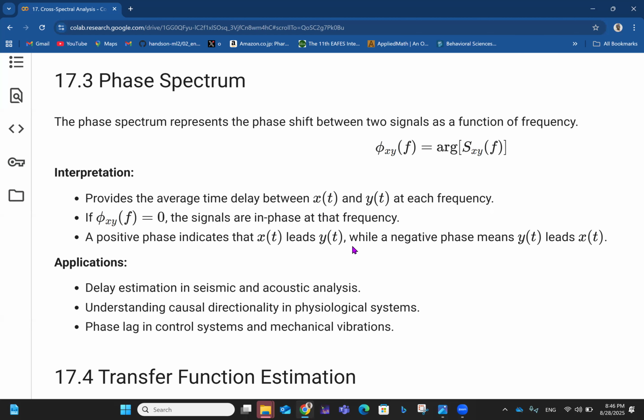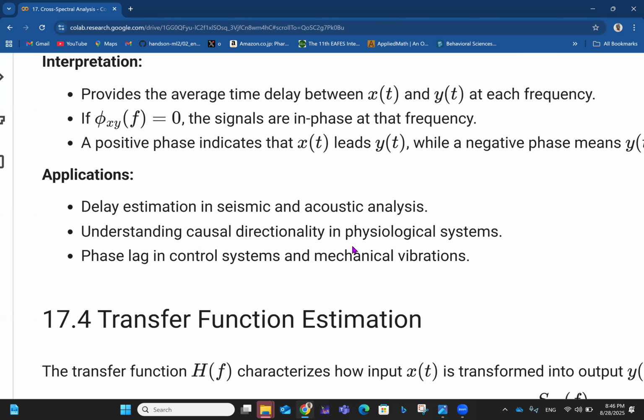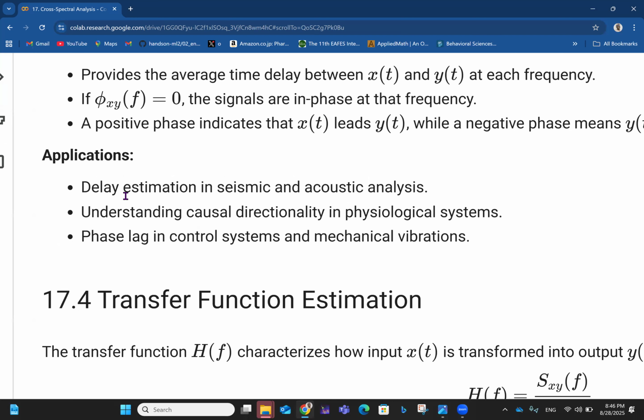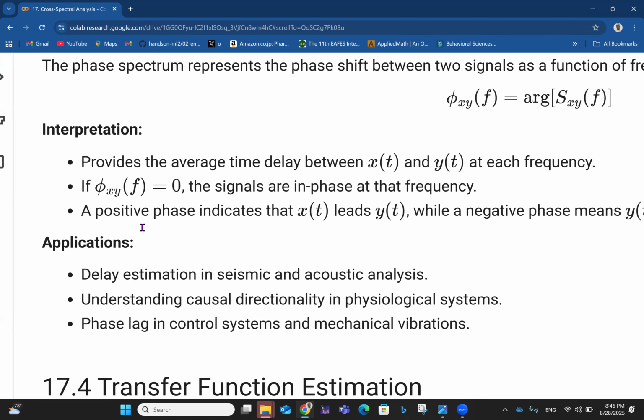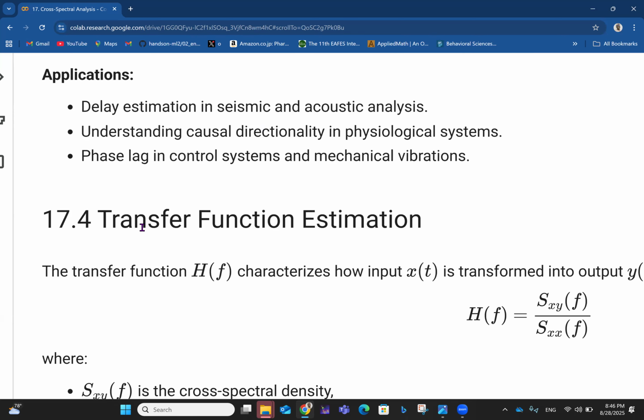For applications, it's good for delay estimation in seismic and acoustic analysis. Seismology is about the earth's crust, about earthquakes, and acoustic talks about sound. It also helps with understanding causal directionality in physiological systems, and with phase lag in control systems and mechanical vibrations. The phase spectrum can help with that.